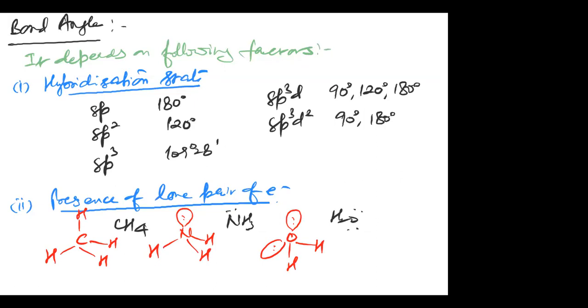And we know lone pair-bond pair repulsion is more than that of bond pair-bond pair. So this angle is found to be approximately 109.5 degrees, this is approximately 107 degrees, and this is approximately 104.5 degrees. So you can say due to the presence of every lone pair of electrons, the bond angle decreases by nearly 2.5 degrees.